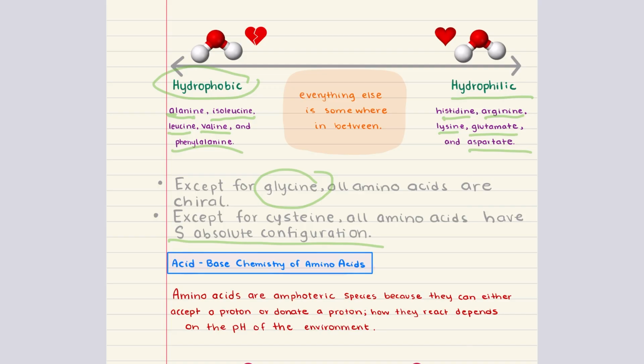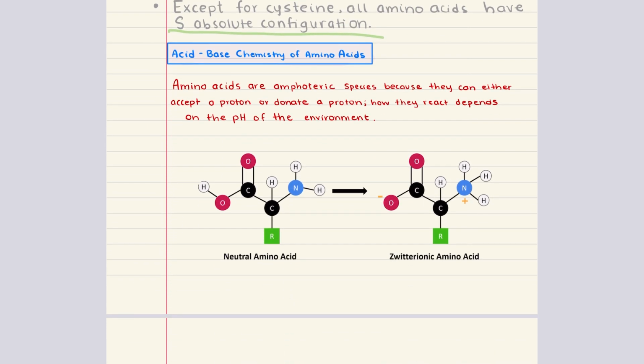And remember, for the MCAT, it's essential that you can recognize the name, the structure, the 3-letter abbreviation, and the 1-letter code for each of these amino acids. With that, we can move into the third objective, which is titled Acid-Base Chemistry of Amino Acids.